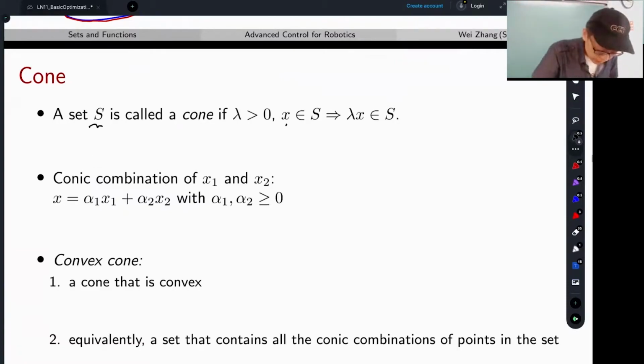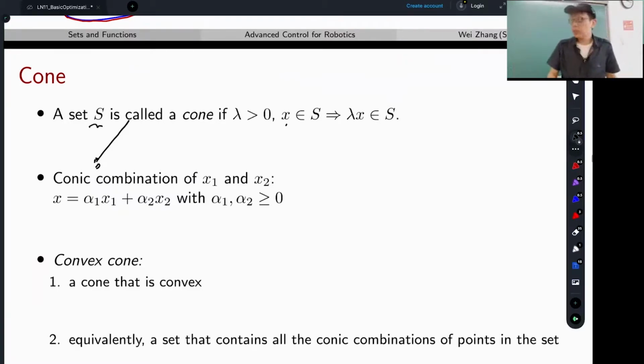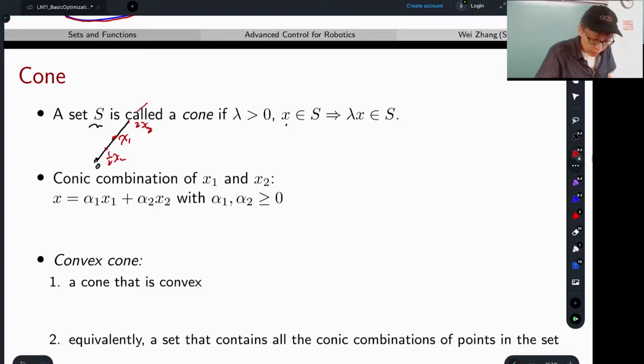For example, if I have a ray, this is the origin, okay? By default, this origin will always have to be contained in the cone. So this line or this ray pointing to one direction, this is a cone. Because if I pick an arbitrary point, let's say x1, I scale it, maybe half x1 is here, 2x1 is here, it is always on the line. Okay, so this is a cone.